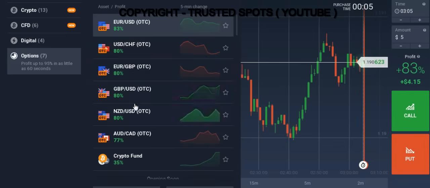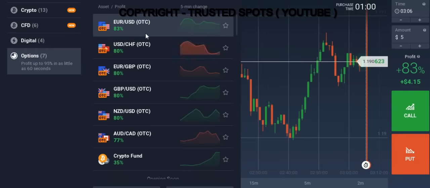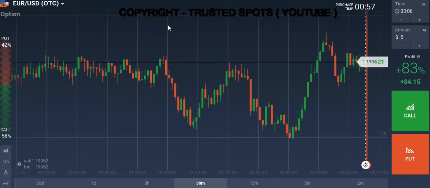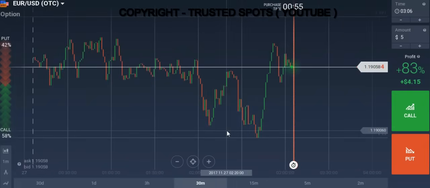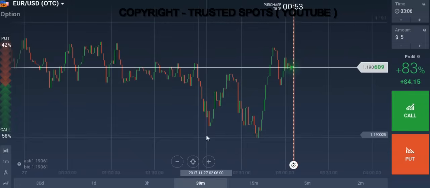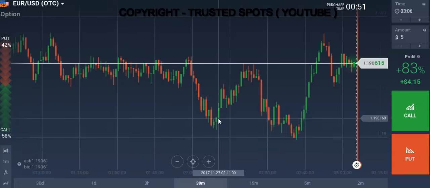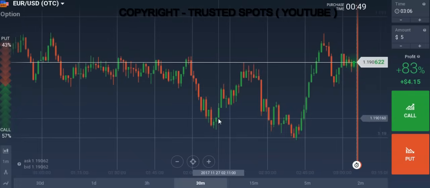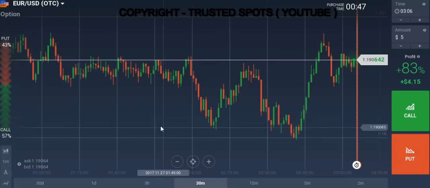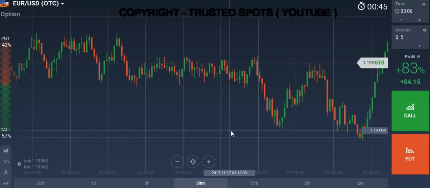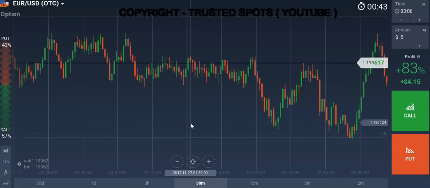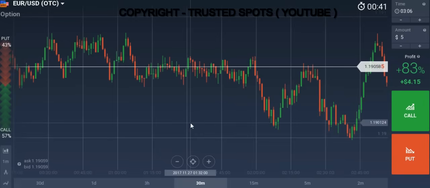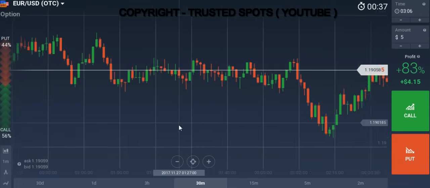The bottom two also have 80%, but first I will go through these three pairs. So let's go to Euro USD. I will see if this particular pair is respecting support and resistances or not. For this, I will just go a little backward, like 2 hours or 1 hour, and I will draw my SNR and see if they are working or not.